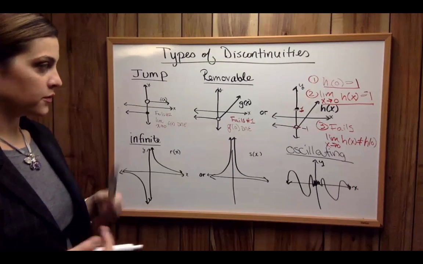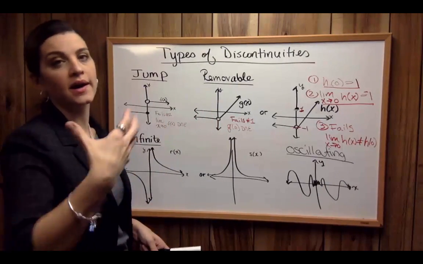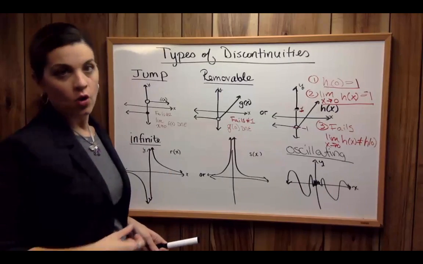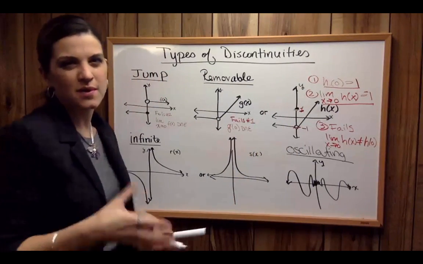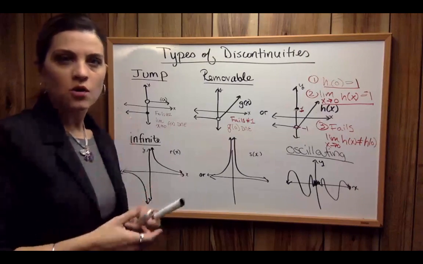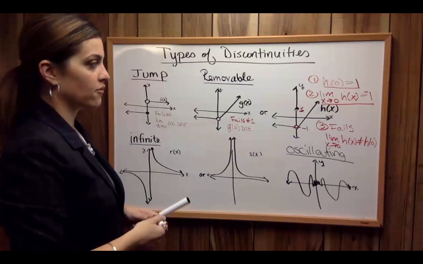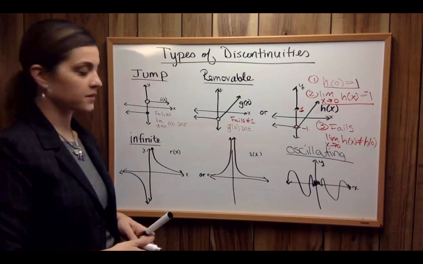Note that it's called removable because we actually could redefine the function and fill in the hole. Or we could redefine this function and take that out and then fill in that hole. So it's a manipulation. And later on we'll talk about how to make removable discontinuities continuous. But right now you want to be able to find out why it's a discontinuous function.